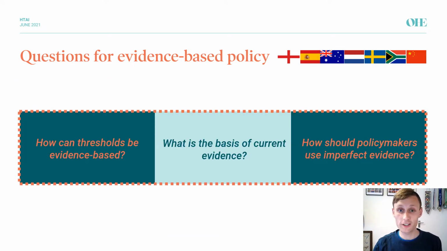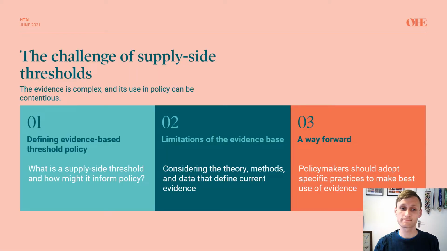Today I'll focus on a discussion of those three questions that really get to the heart of how policymakers might use evidence on thresholds. To do this, I'll take you through three steps. First, we'll have a look at what it actually means to use evidence in the context of cost-effectiveness thresholds. Second, we'll have a look at the evidence base as it currently stands, and we'll talk about some of its limitations in relation to theory, the methods and the data that underlie available estimates. And third, I'll outline our recommendations for what policymakers can do to use this evidence in a productive way.